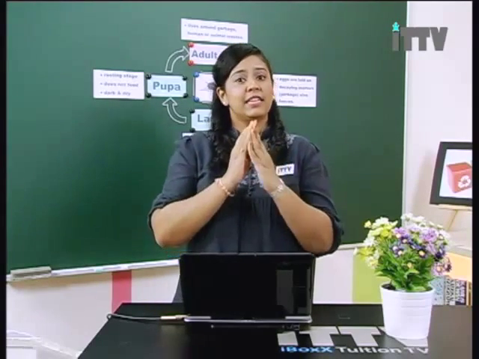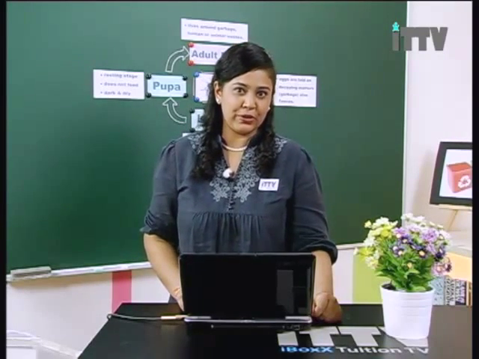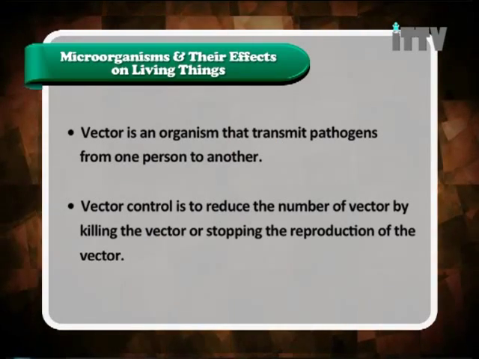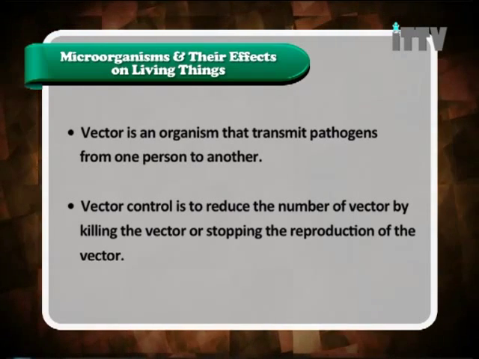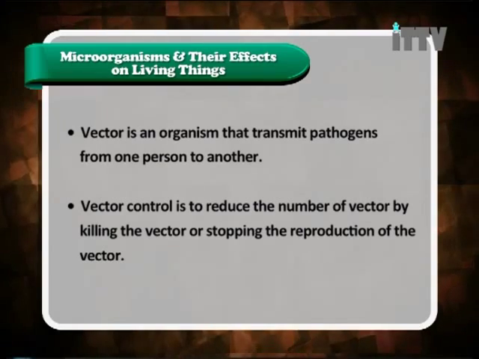Now, what is vector control? How are we to control these vectors so that they would not sustain? So let's look at the meaning of vector control. Vector control is to reduce the number of vectors by killing the vector or stopping the reproduction of the vector.